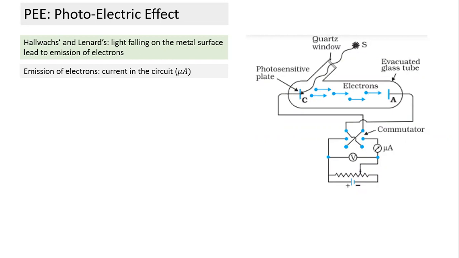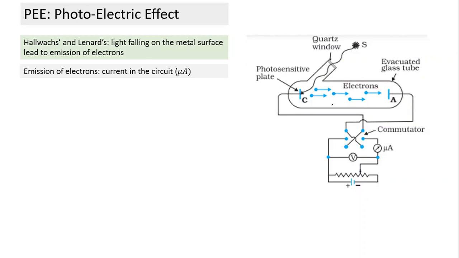And there's a small galvanometer, which can detect that small current. So whenever there's electron emission here, we can see a small deflection in the galvanometer. So we can measure at what rate electrons are getting emitted by measuring the current here. And there's a battery here and a commutator. We can change the voltage, the potential difference, between these two.